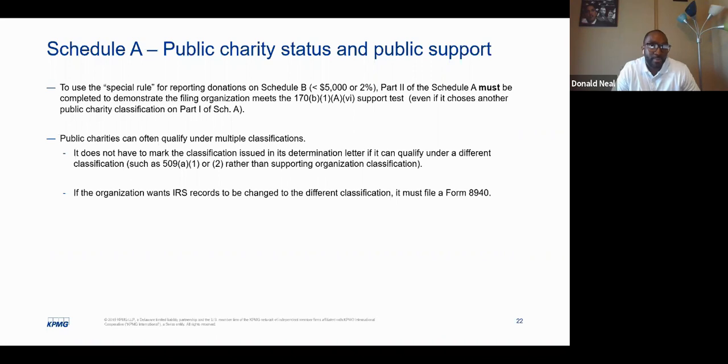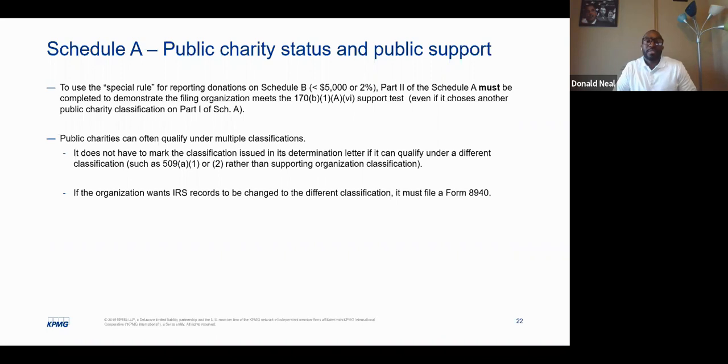So as we know here, public charities can often qualify under multiple classifications. It does not have to mark the classification issue in its determination letter if you can qualify under a different classification, such as a 509(a)(1) or (2), rather than a supporting organization classification. So if the organization wants IRS records to be changed to a different classification, it must file a Form 8940.